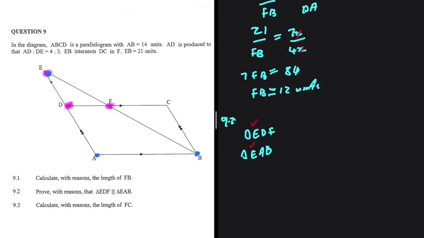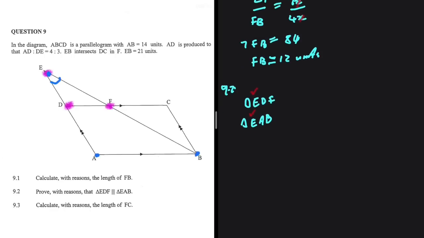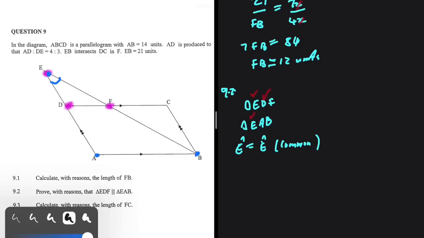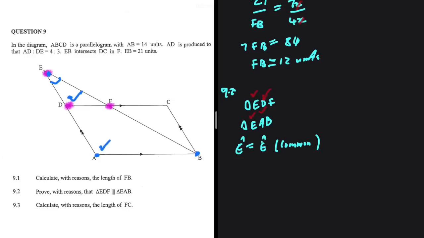We can see that angle E is a common angle. So we can say that E is equal to E. This is a common angle of the two triangles. Let's go to the angle that follows: angle D in triangle EDF. This angle D in triangle EDF should be equal to angle A in triangle EAB. So we have angle A being equal to angle D.